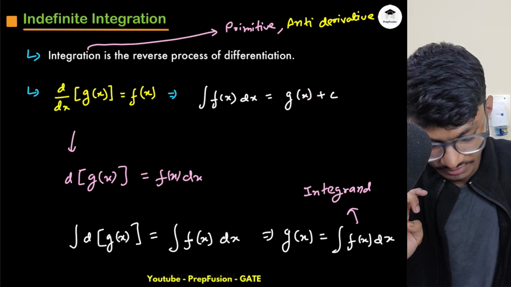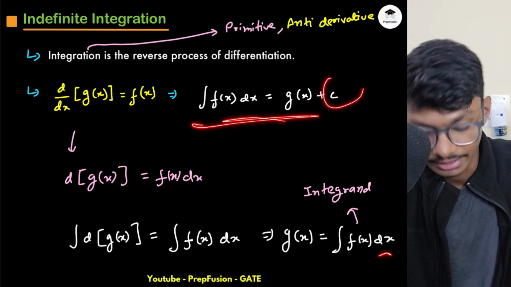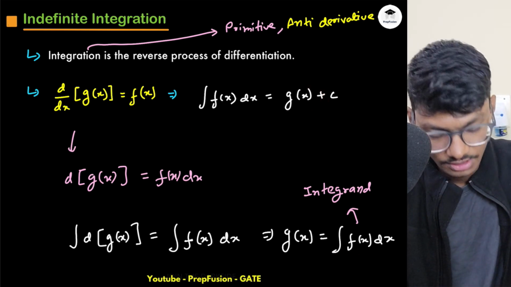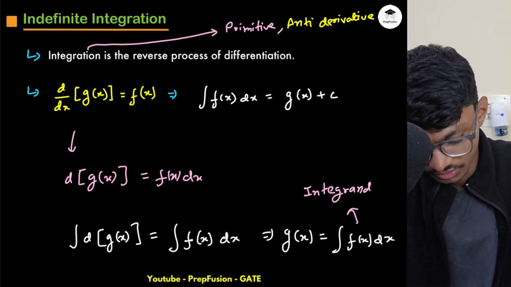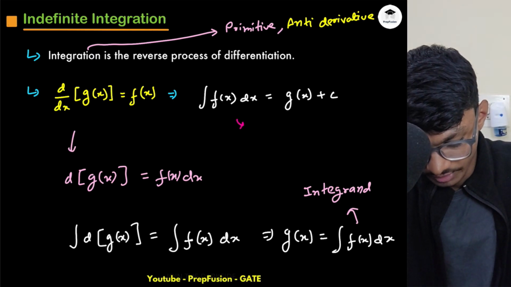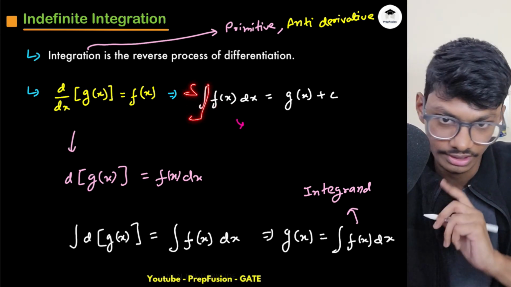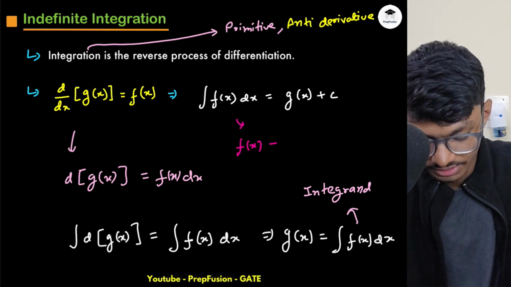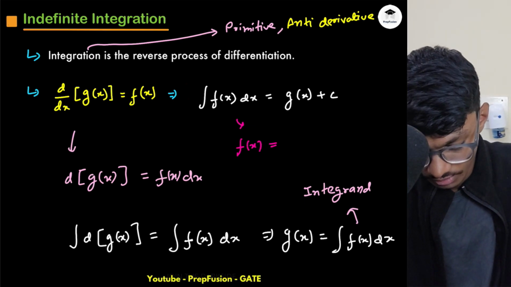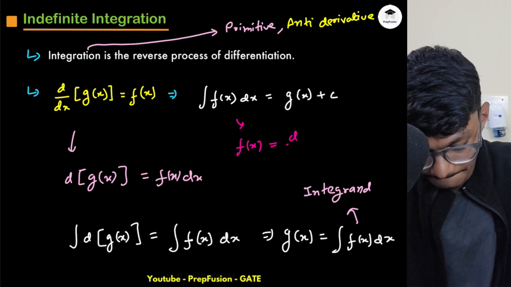Because here I have written g of x equals integration of f of x dx. Now here I have a c extra. Why is this the case? This is the case because if you differentiate this equation, if I do d/dx of integration of f of x, what will happen? d/dx and integration will get cancelled. So I will be left with f of x equals d/dx of g of x.